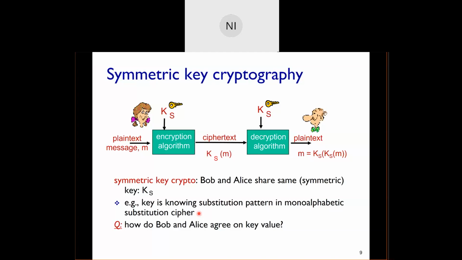But one major problem that you have to deal with here is how do both Bob and Alice agree on the key value? What key should they be using? Yes, they want to use some secret key, but how do they agree upon this secret key? Since half of you said that you already know some basics of cryptography, can somebody answer how both Alice and Bob agree upon the key value?